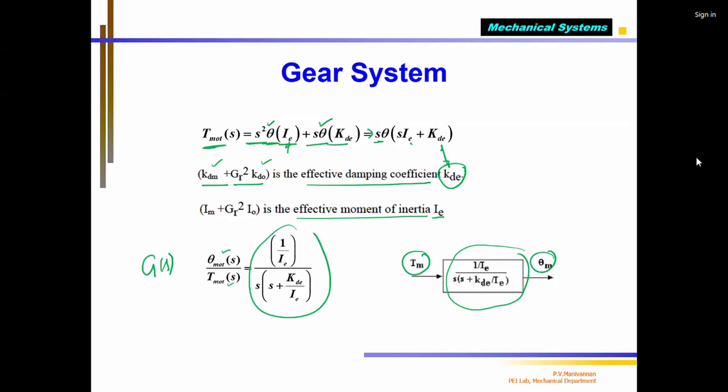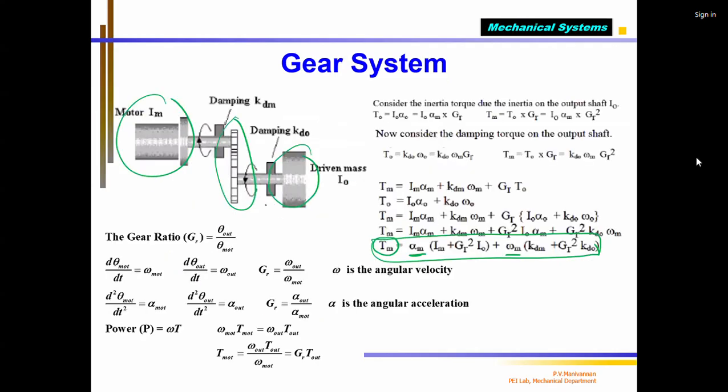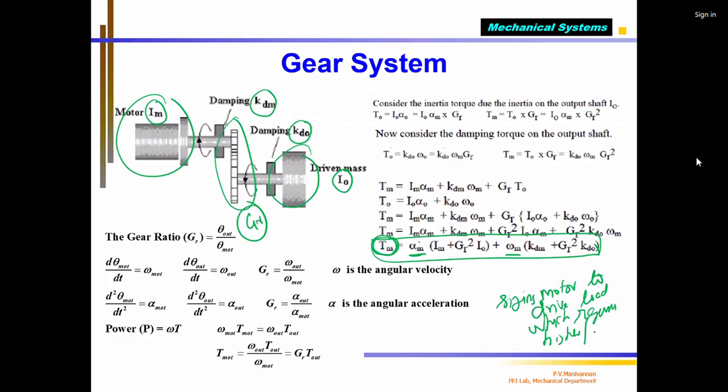What you can expect is, for example, you'll be asked to derive this equation and the values are given: IO, KD, KDM and IM are given, correct? And the gear ratio GR is given. Then you will be asked to find the motor torque. This is called sizing the motor. In industry they also call it sizing the motor to drive a load which requires higher torque or higher speed.